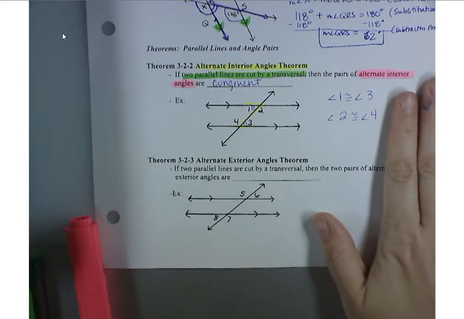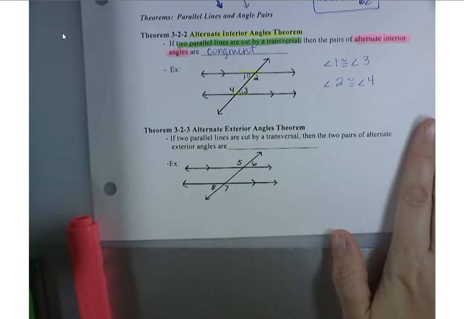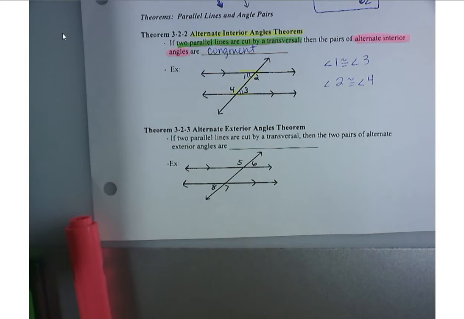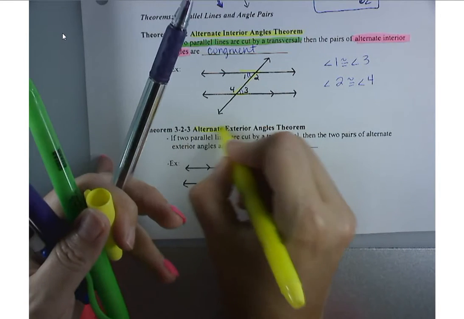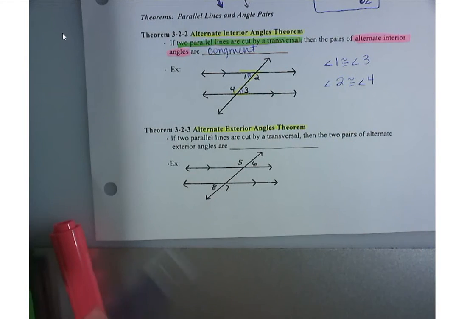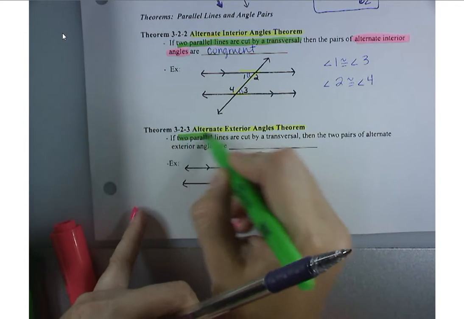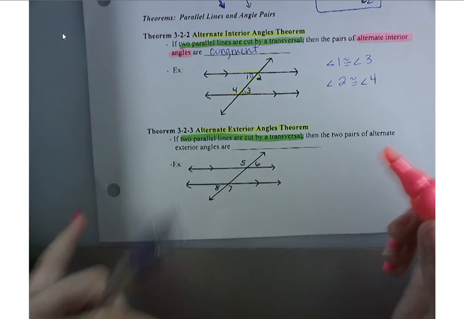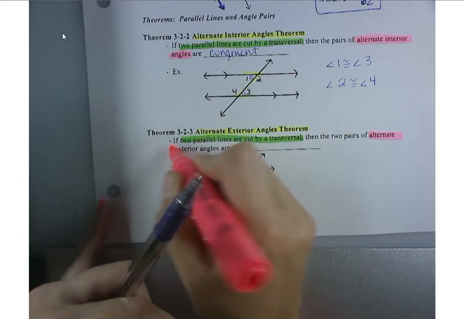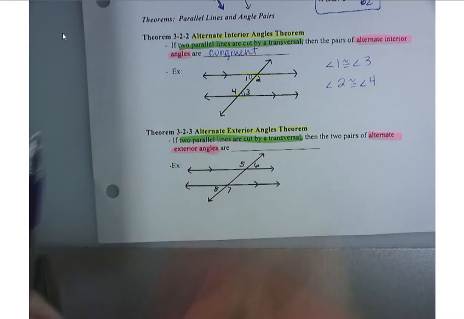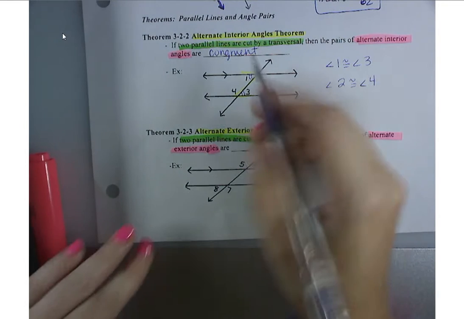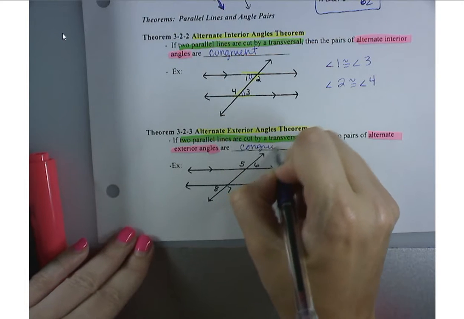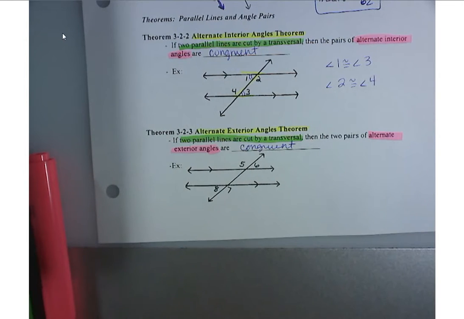Okay, and then theorem 3.2.3 is the alternate exterior angles theorem. And again, it starts: if two parallel lines are cut by a transversal, then two pairs of alternate exterior angles are congruent. Okay, so see if you can name the two pairs of angles that are congruent.